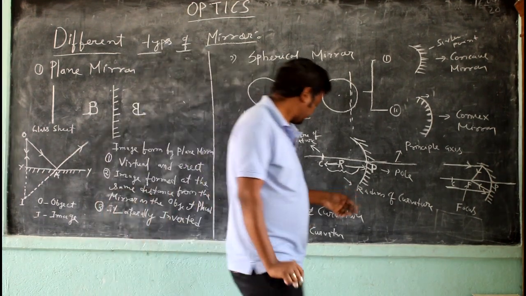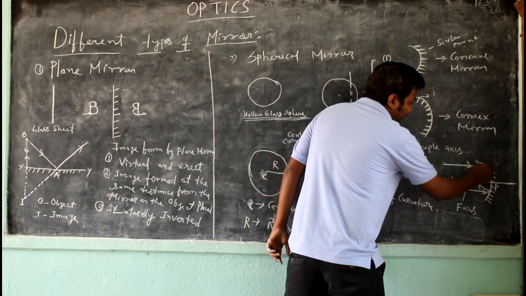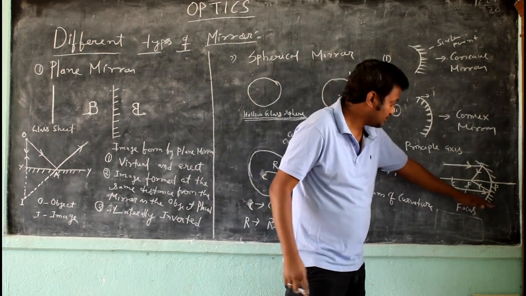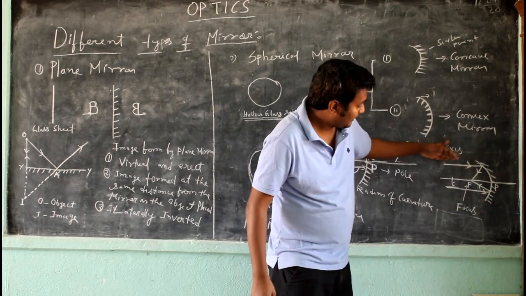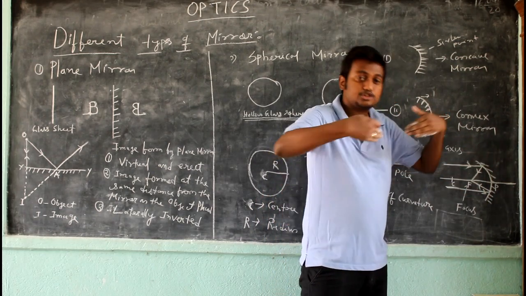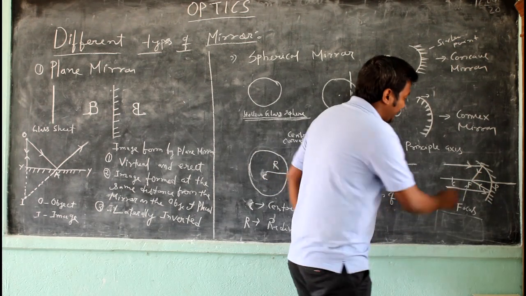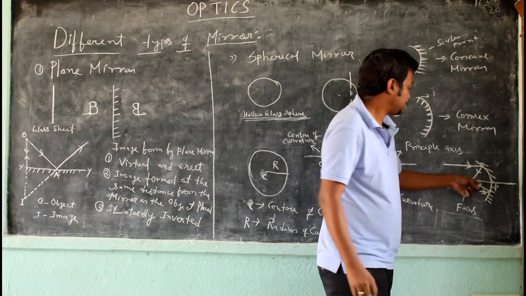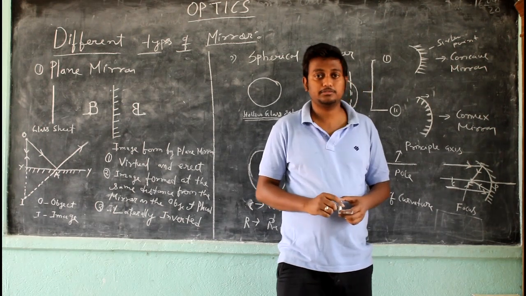Now come to this picture. Here again we take one concave mirror. We consider two rays which are parallel to the principal axis. You can see the rays parallel to the principal axis, after reflection, will converge to a point. That point we have denoted with F. This point is called the focus of the concave mirror.